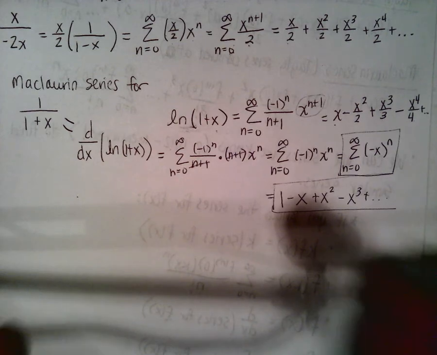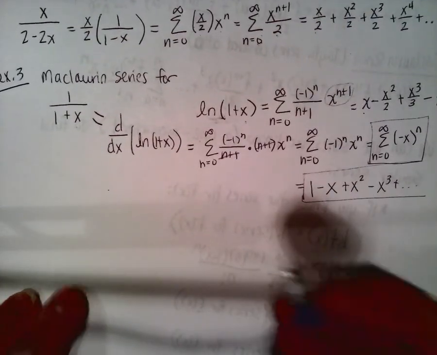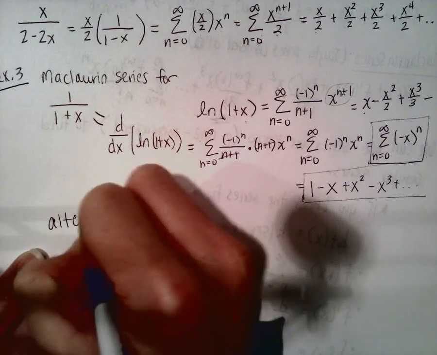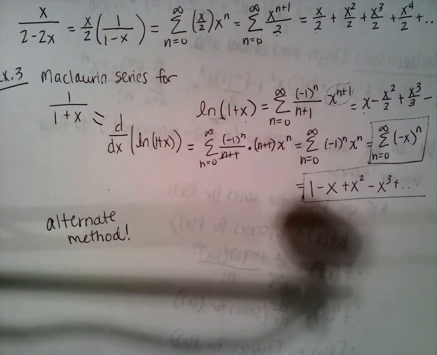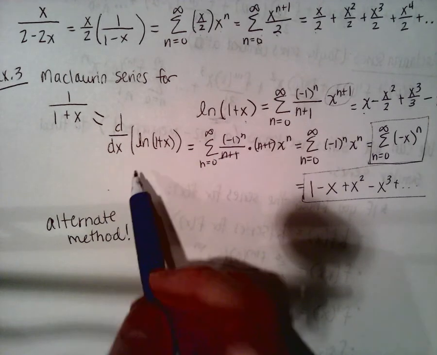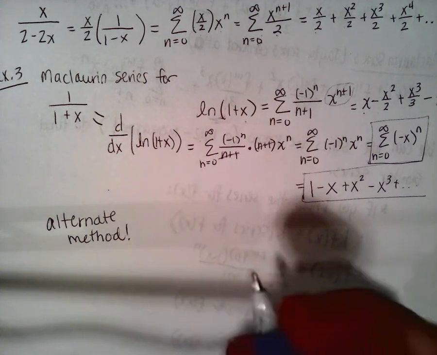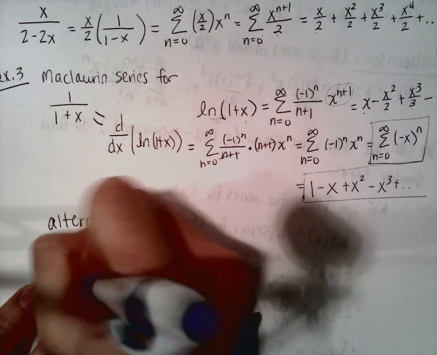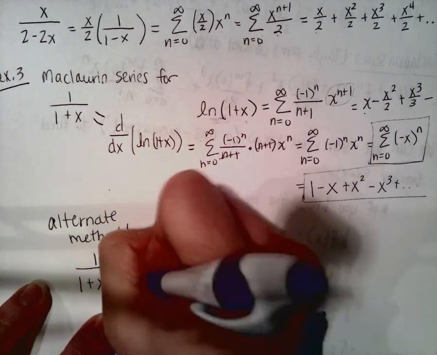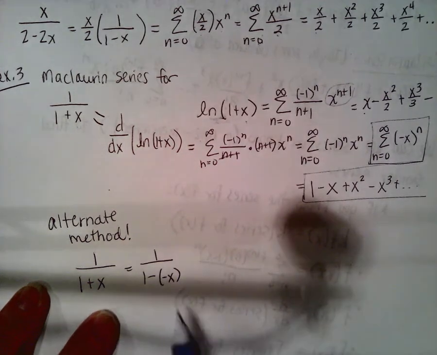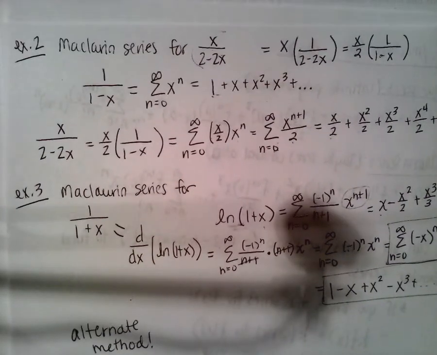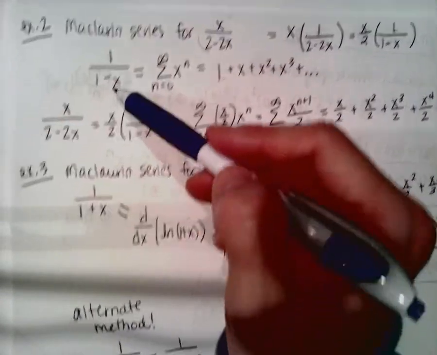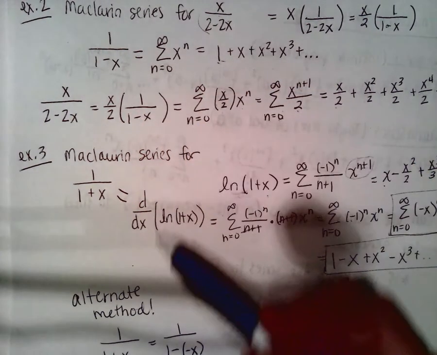Okay, there's an alternate way to solve this one. So, alternate method. Okay, so for the first way we did it by taking the derivative of the series for natural log 1 plus x. The other way is to think of 1 over 1 plus x as 1 over 1 minus negative x. Right? It seems like a small change, but now we have put this in the same format as this, the 1 over 1 minus x. So if 1 over 1 minus x, here's 1 over 1 minus negative x.